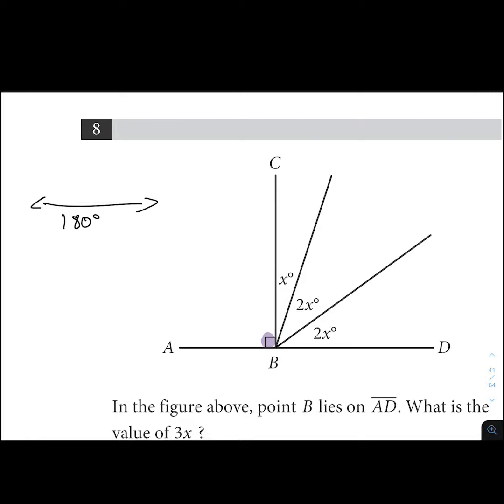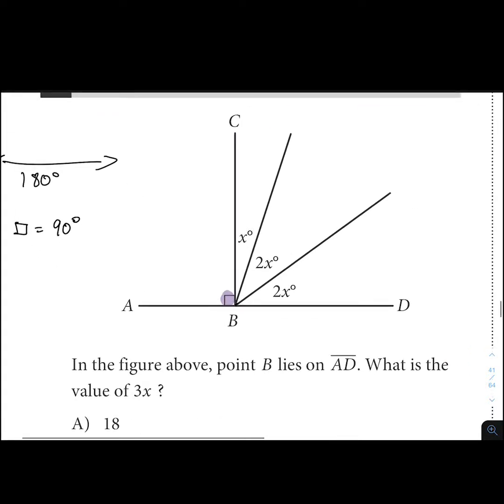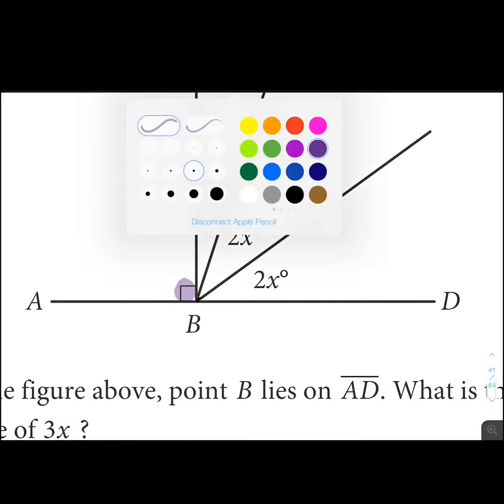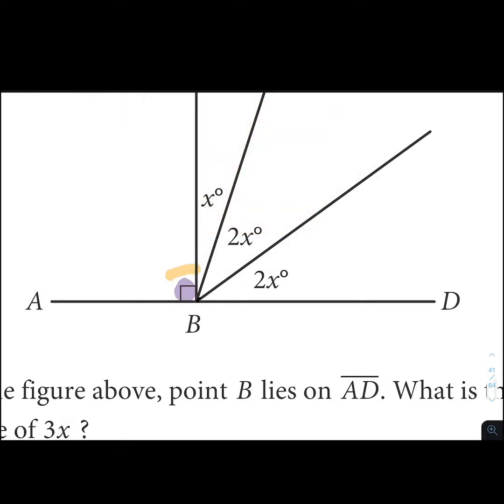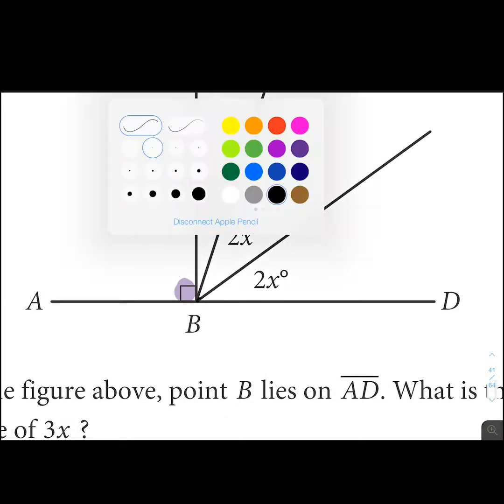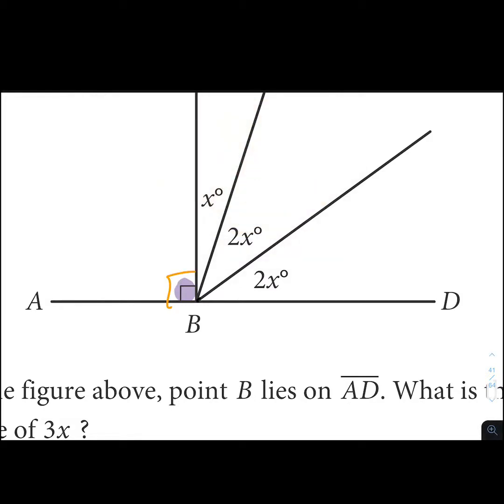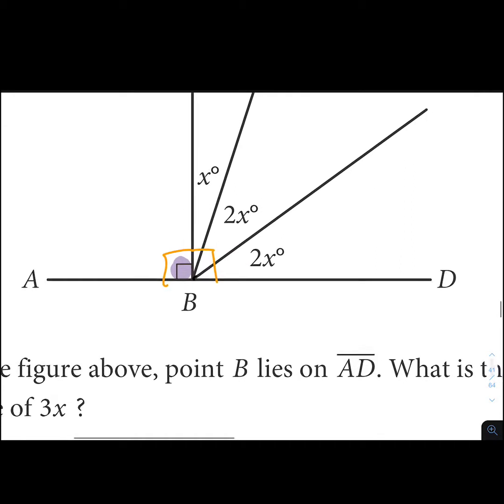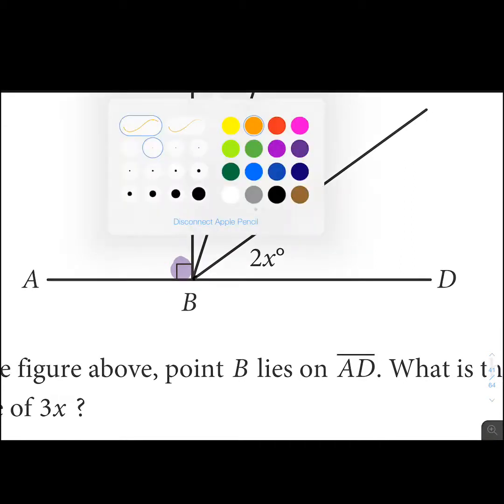And the little square in the corner means 90 degrees. So basically, this angle plus this angle needs to equal 180. And since the left side equals 90, that means the right side equals 90.